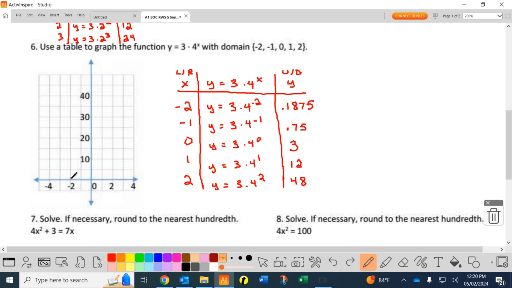The next one is going to be -1, so you go to the left one and then up 3/4 of a block, 0.75 of the block, however you want to think of it. 75 out of 100, if we went up 100 for this one block, 75 would be 3/4 of the way up. 0 means don't go left or right, go up to 3.